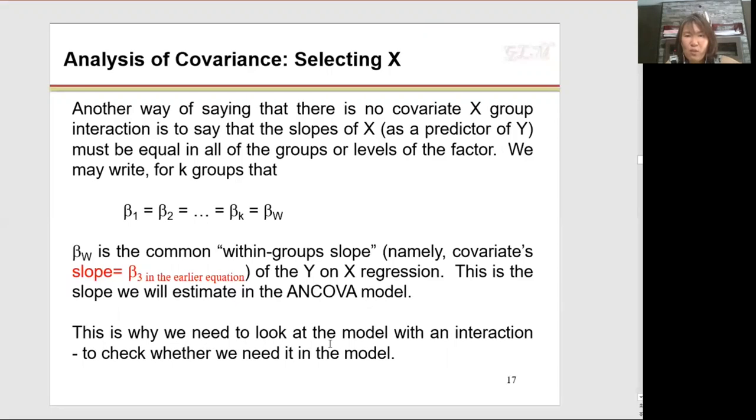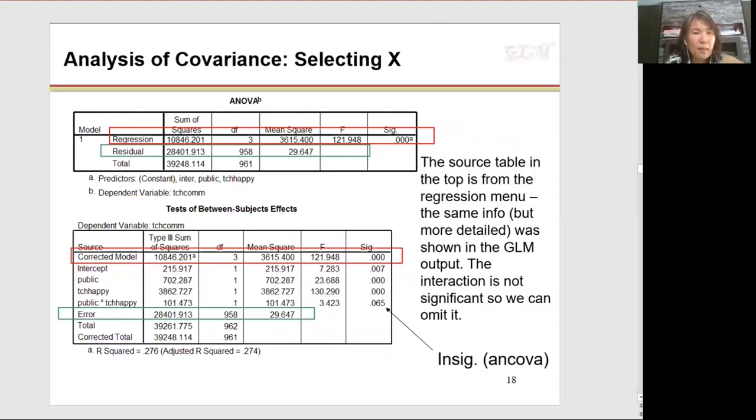This is why we need to look at the model with an interaction, to check whether we need it in the model. So even though you finalize your model as an ANCOVA model, you check the interaction first. Analysis of covariance, selecting X. So this is the ANOVA model, F-test.